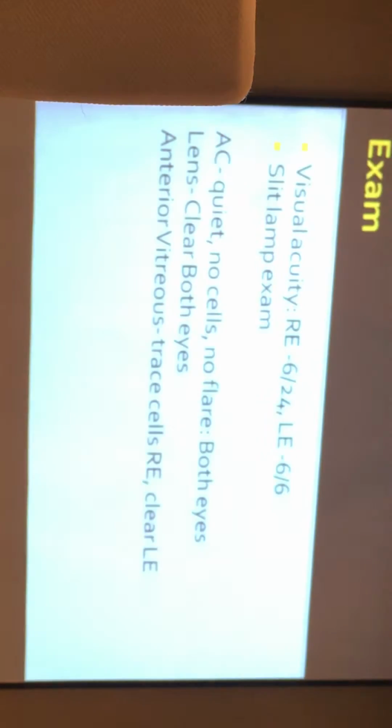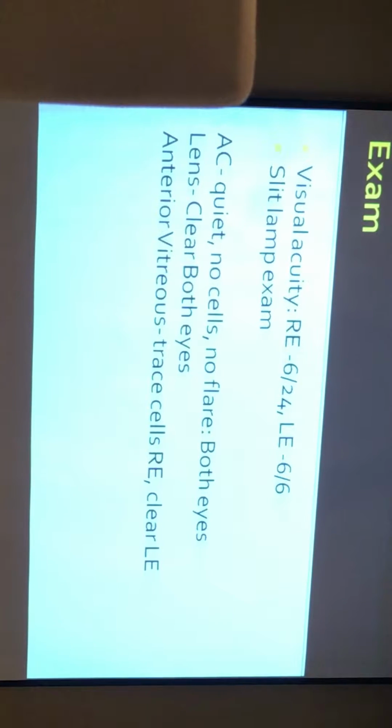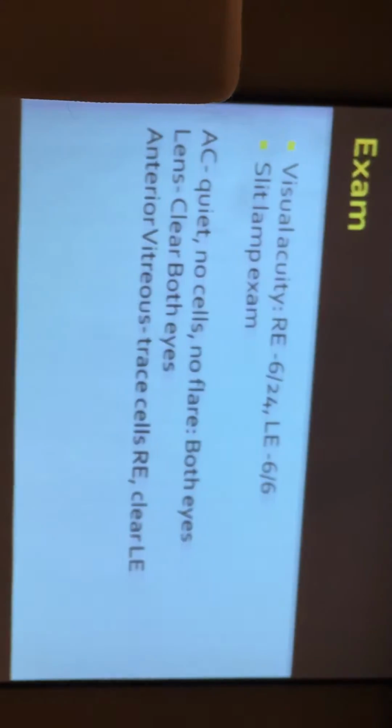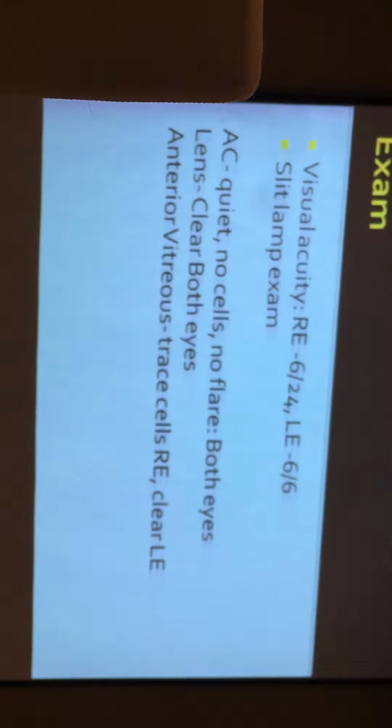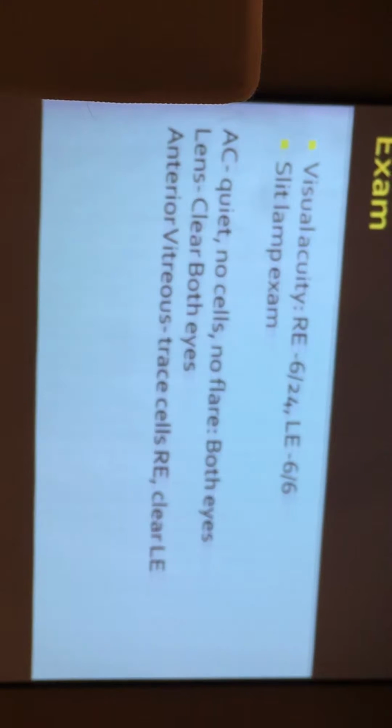There is only the anterior vitreous with a trace of cells. In the anterior chamber, there are no cells, no flare, and it's quiet. I think it is probably intermediate uveitis. That's good, and you are thinking in terms of intermediate uveitis. Will anything from the history help you think further?